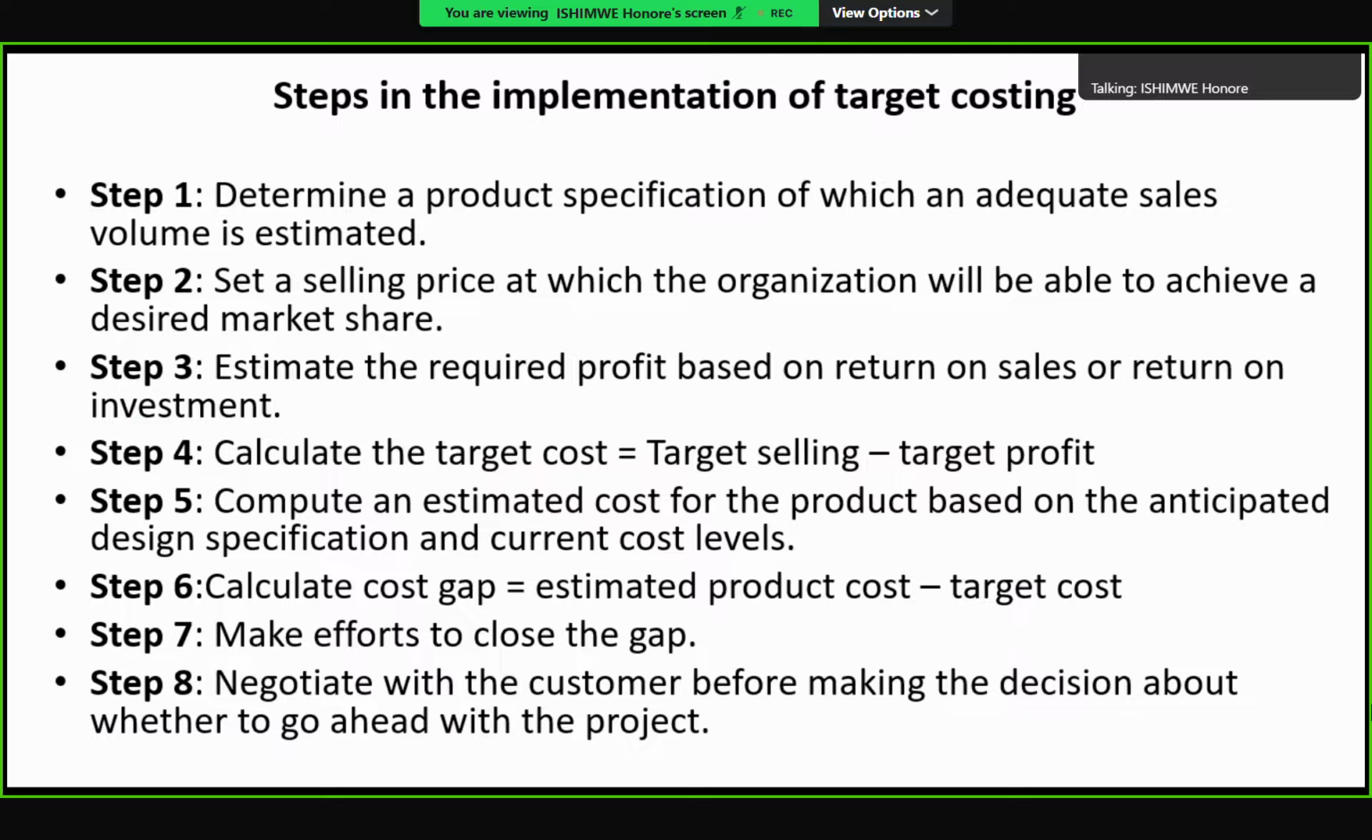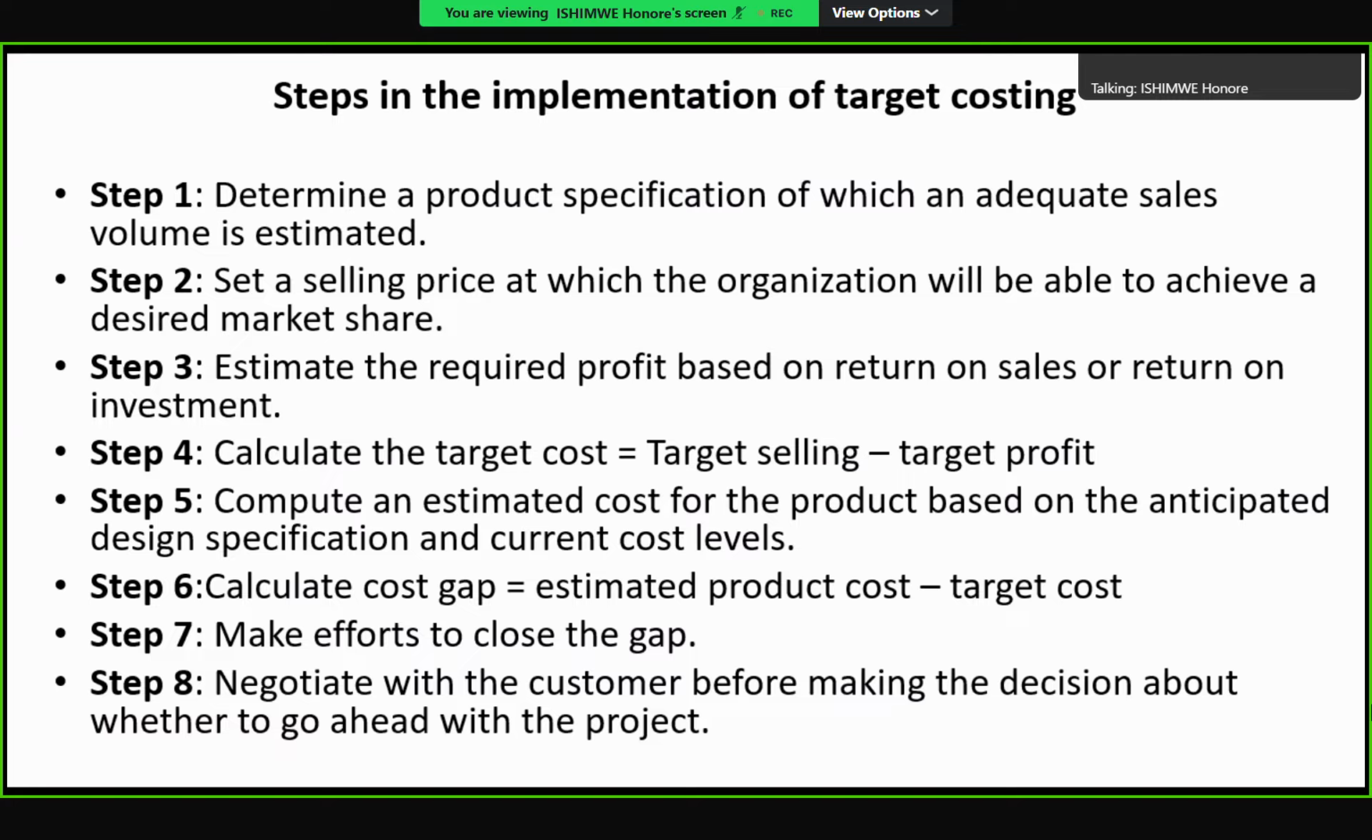Then estimate the required profit based on a return on sales or return on investment. Then calculate the target cost by taking the target selling price, then remove the target profit. Then step 5, you compute an estimated cost. You do a cost estimation. You get it? Step 5, you have to do a cost estimation of a product based on the anticipated design specification you have in place and the current cost levels in your industry or in your firm.